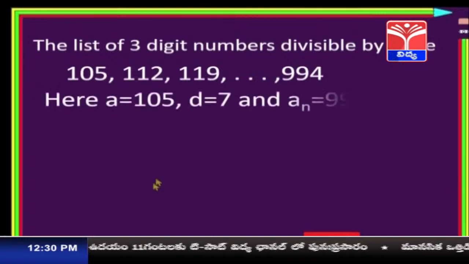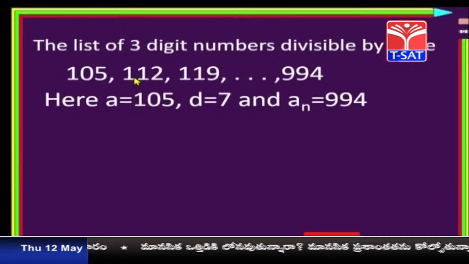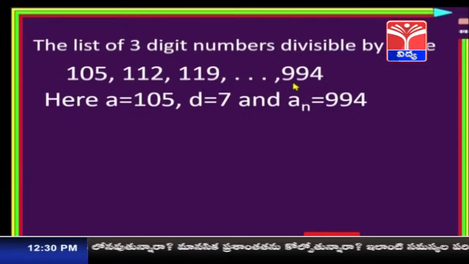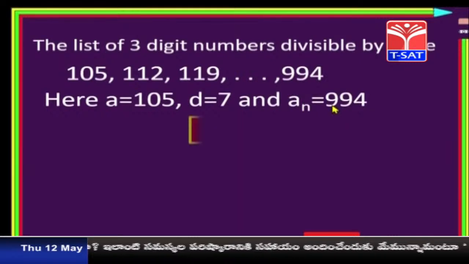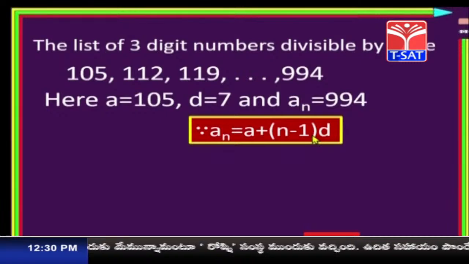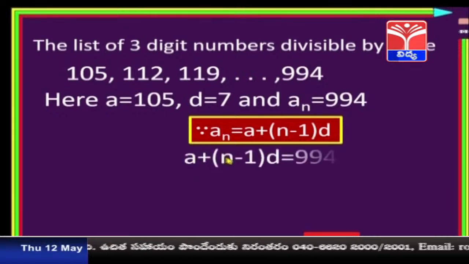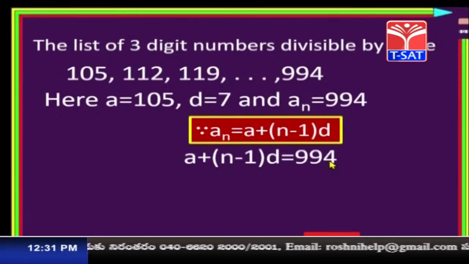What is the first term? 105, right? And what is the common difference? As it is divisible by 7, the common difference is 7. Now, let us assume that the last term a_n is equal to 994. By using the formula a_n = a + (n - 1)d, we can find the value of n.